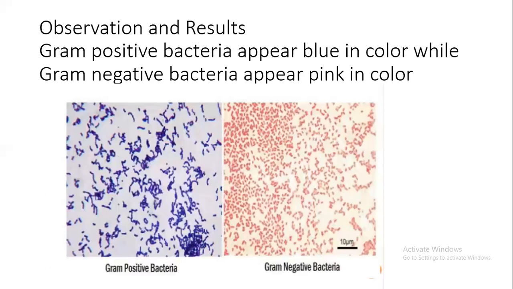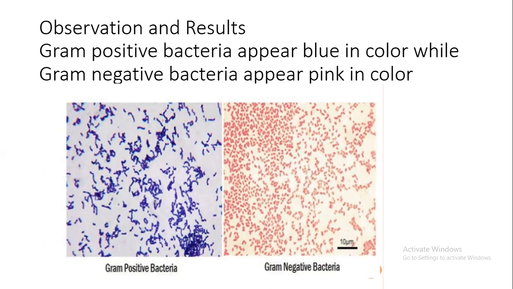Coming to the observation and results. So we can see that some cells will appear purple or blue in color, as seen in the image on the left. And these are basically gram-positive bacteria that have retained the primary stain, that is crystal violet, while the gram-negative bacteria lose the primary stain, the crystal violet iodine complex, and hence they appear pink in color.